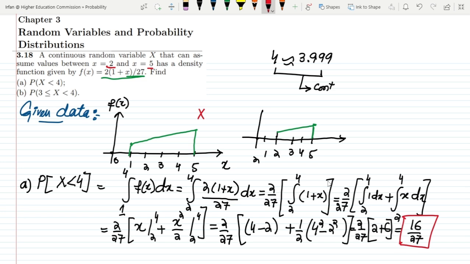Similarly, you can also solve part B just like this one, and what to do in it, we can see that the ranges are given here which are from 3 to 4. So let me solve it here as well. So let me move down somehow.